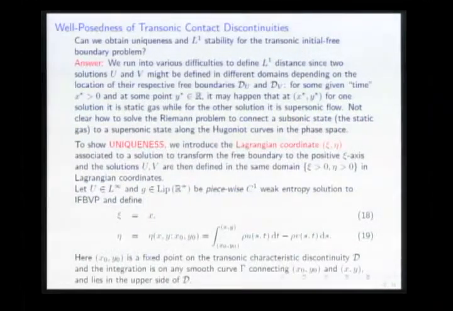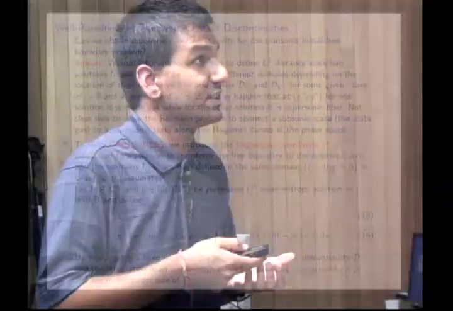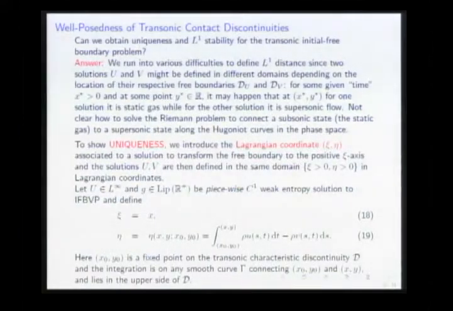Okay, so at this point, after existence, we are interested in uniqueness. But the problem in trying to show uniqueness the way you would for a strictly hyperbolic problem is that the two solutions could be defined on different domains. For example, for a fixed x star, there could be some point y star where u is in the supersonic region while the solution v is in the subsonic region. So the problem is that we cannot solve the Riemann problem to connect a subsonic state to a supersonic state along the Hugoniot curve in the phase space.